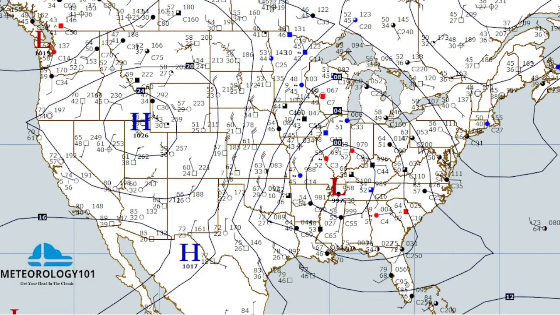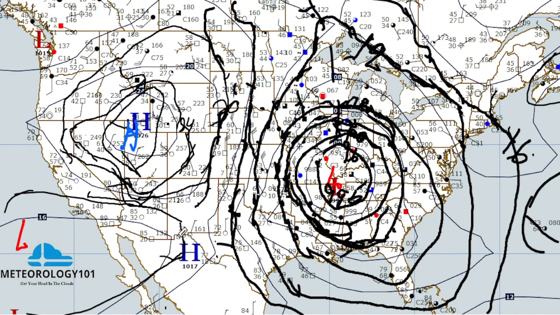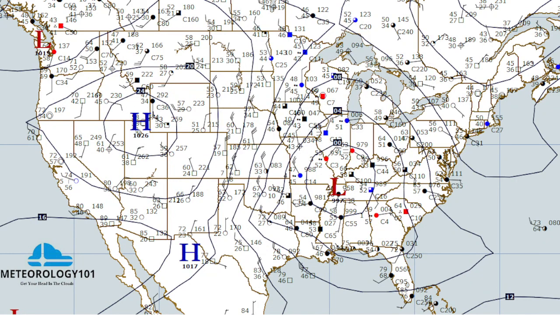So, frontal systems. Let's go after the fronts. Let's go ahead and erase this masterpiece and start with the frontal systems. So erase that.